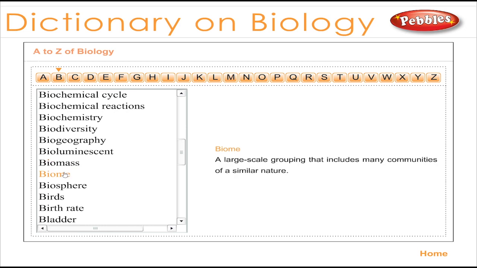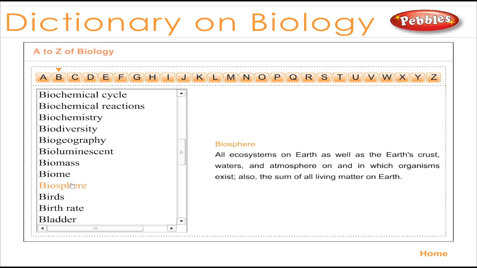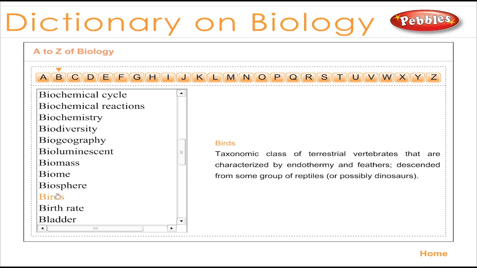Biome, a large-scale grouping that includes many communities of a similar nature. Biosphere, all ecosystems on Earth as well as the Earth's crust, water and atmosphere on and in which organisms exist. Birds, taxonomic class of terrestrial vertebrates that are characterized by endothermy and feathers, descended from some group of reptiles or possibly dinosaurs.